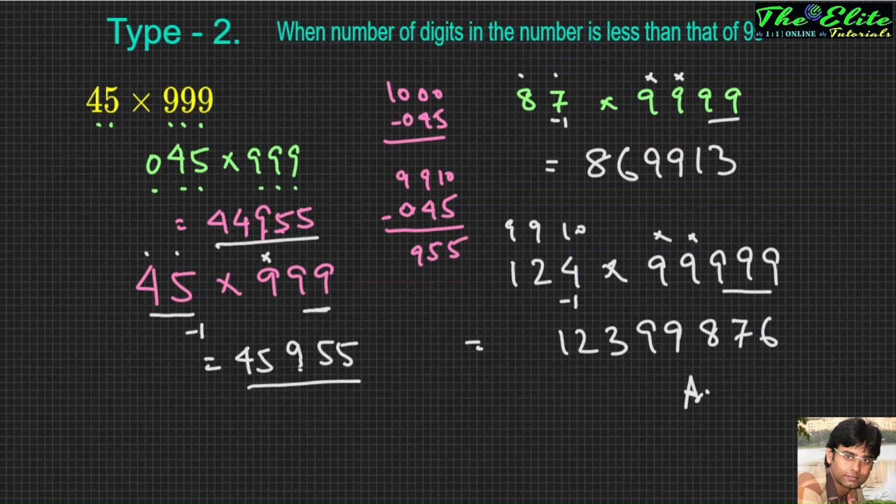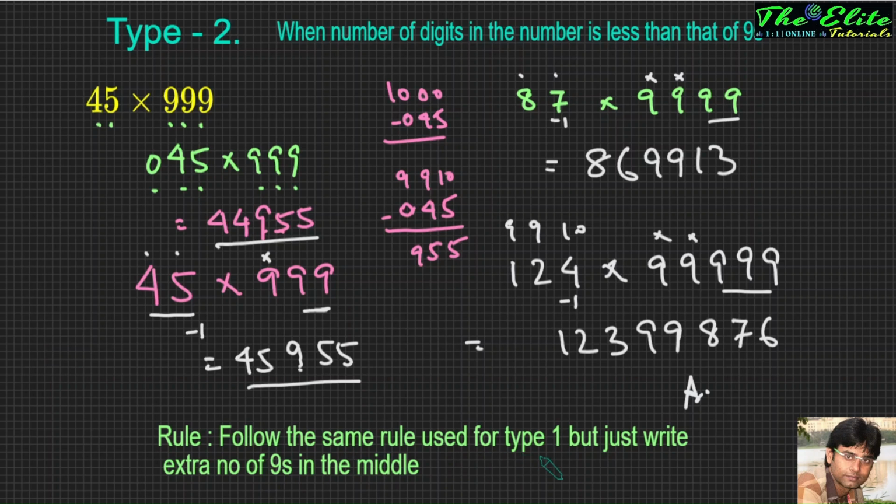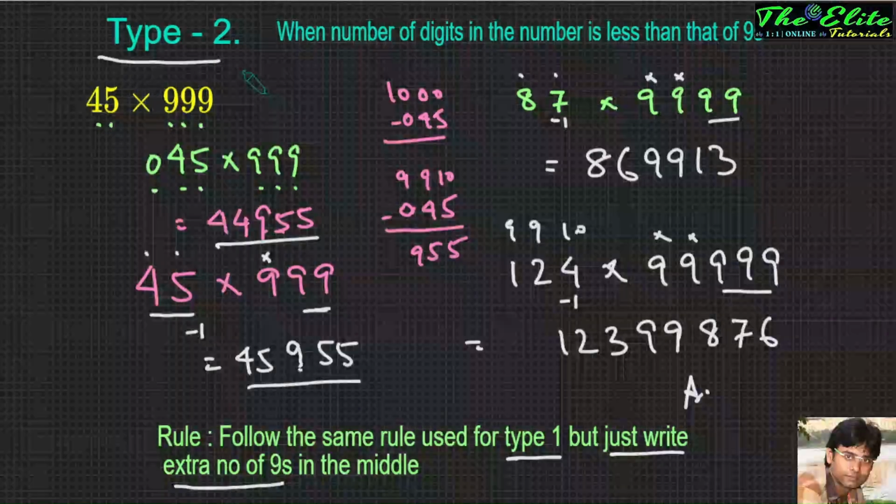So I hope you understood the type number. So the rule for this type 2 will be like this: follow the same rule used for type number 1 but just write the extra number of 9s, okay, in the middle. So I hope you understood type 2 questions as well. Okay, let's move to type 3.